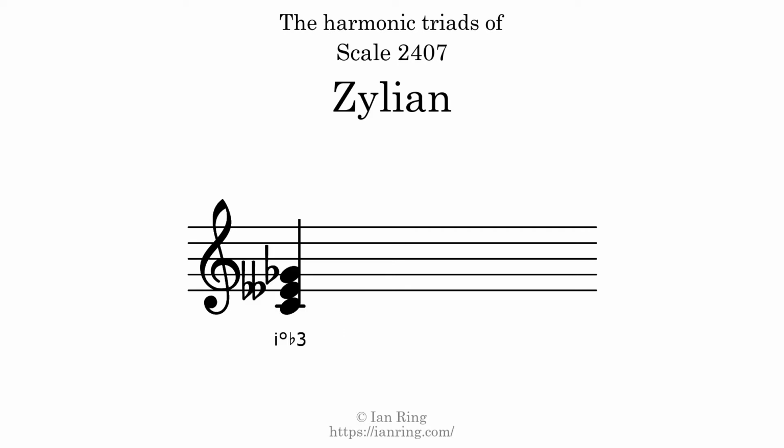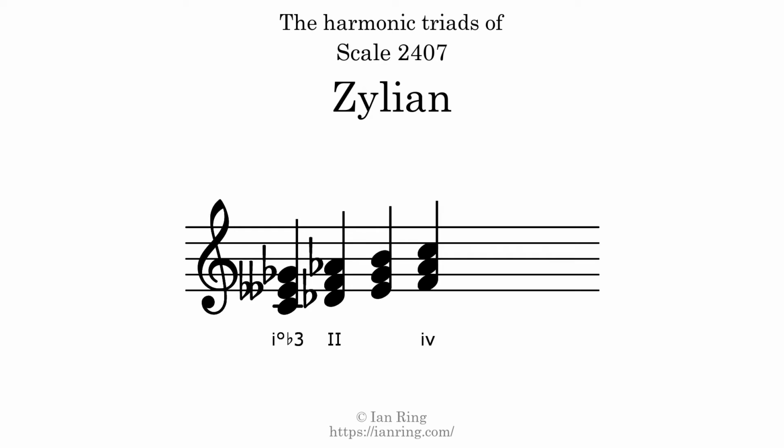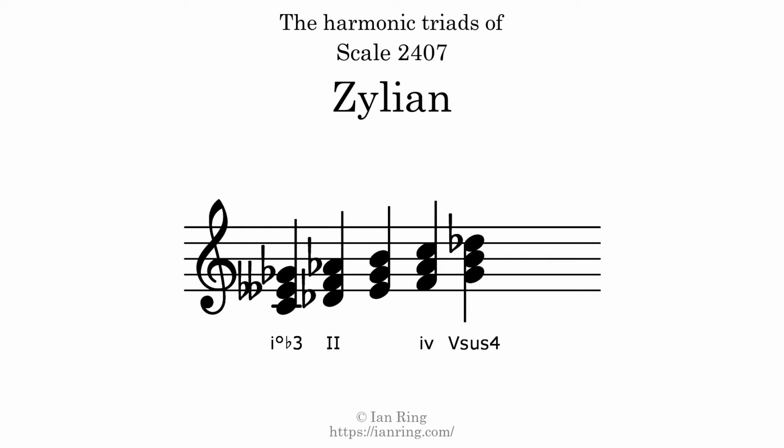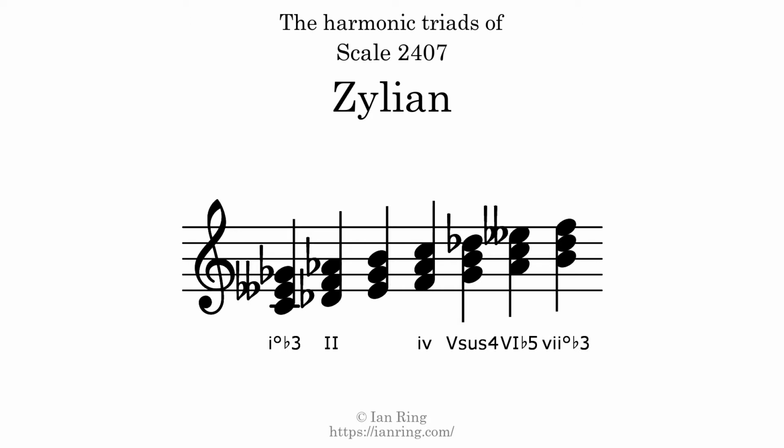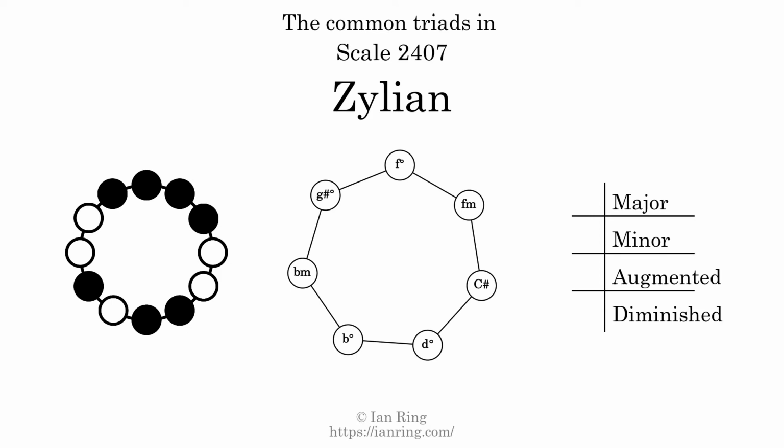Diminished flat 3. Major. Unnamed. Minor. Sus 4. Major flat 5. Diminished flat 3. Here are the common triads present in this scale.